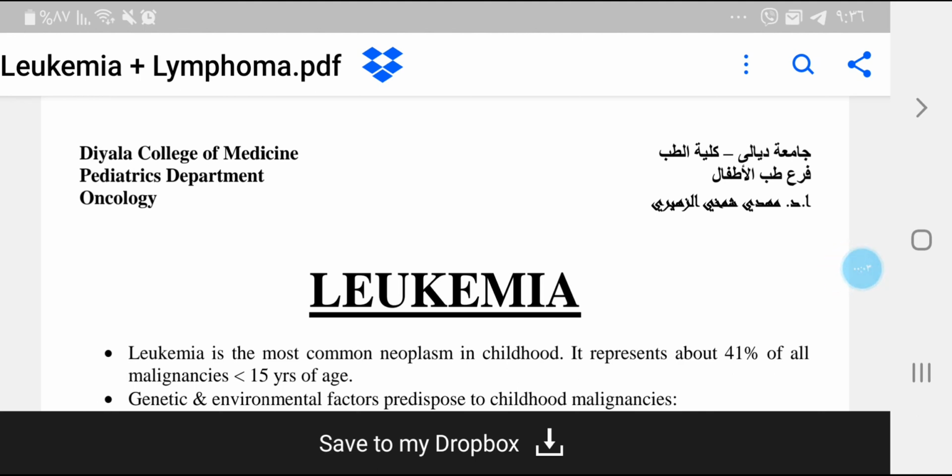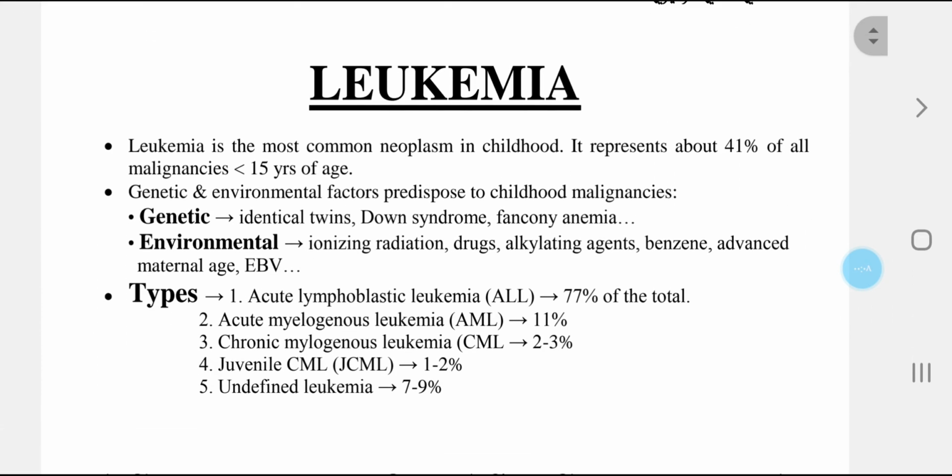Bismillah ar-Rahman ar-Rahim. Today we will discuss leukemia. Leukemia is the most common neoplasm in childhood.